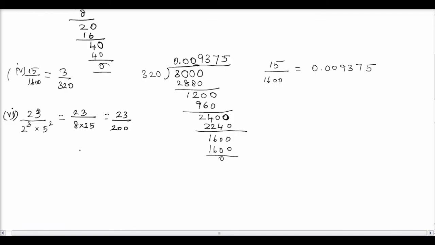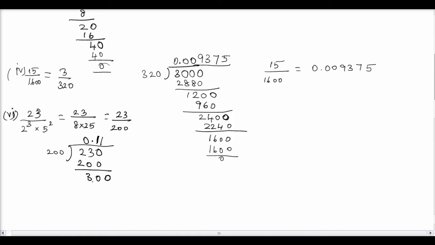So let's divide 23 by 200. We cannot divide 23 by 200, so we have a 0 in the quotient. Have a decimal point and include 0 here. So now 1 times 200 is 200. So the remainder is 30 here, which is not 0. So include a 0 and proceed with the division.